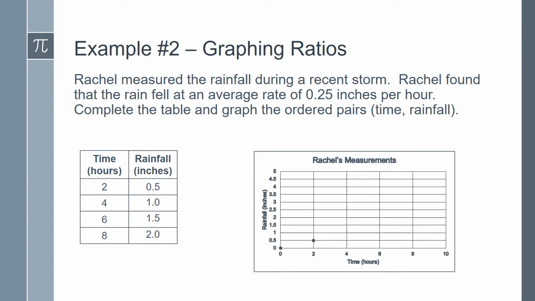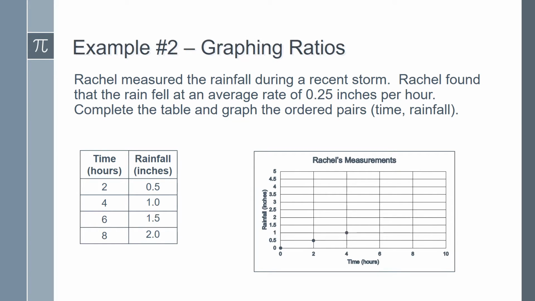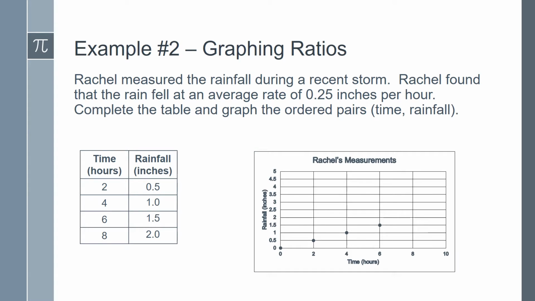Notice that we plotted the point at the intersection of 2 for hours and 0.5 inches. The next point is 4 hours and 1 inch, so we'll plot the intersection of 4 on the x-axis and 1 on the y-axis. Now our next point is 6 hours with 1.5 inches, so we'll plot that intersection. And then we have 8 hours with 2 inches. The last thing that we need to do is to plot the line through the points. Remember to use your ruler. Good job. Now you've graphed Rachel's measurements for the rainfall during this storm.